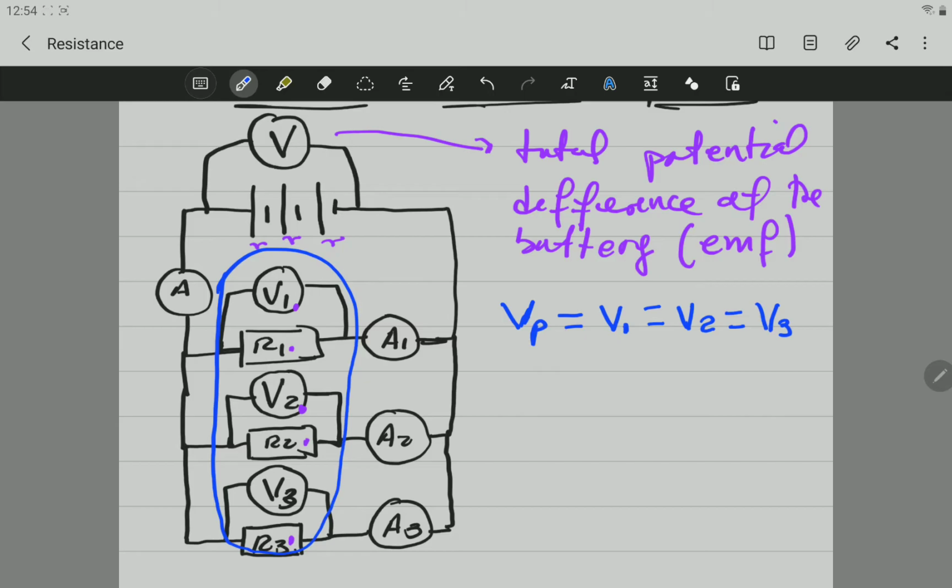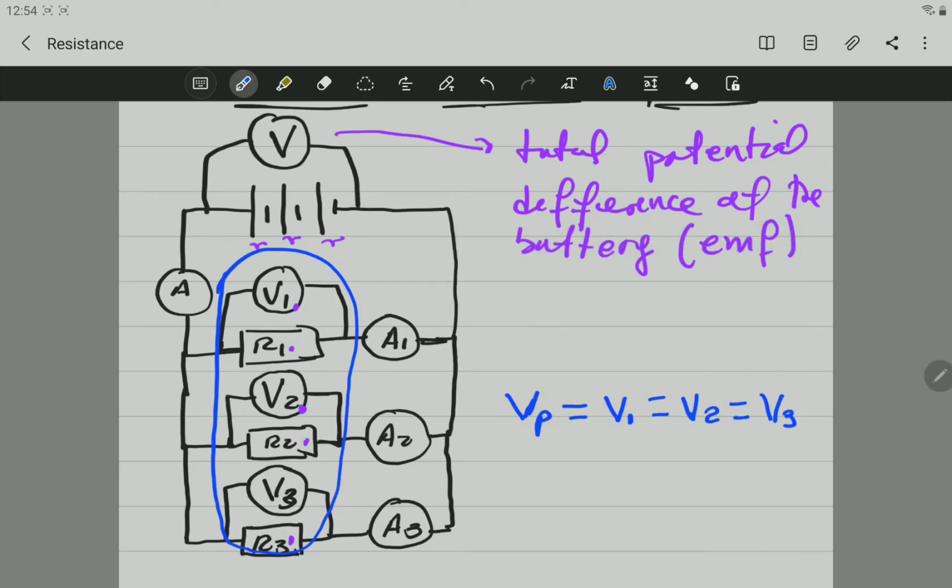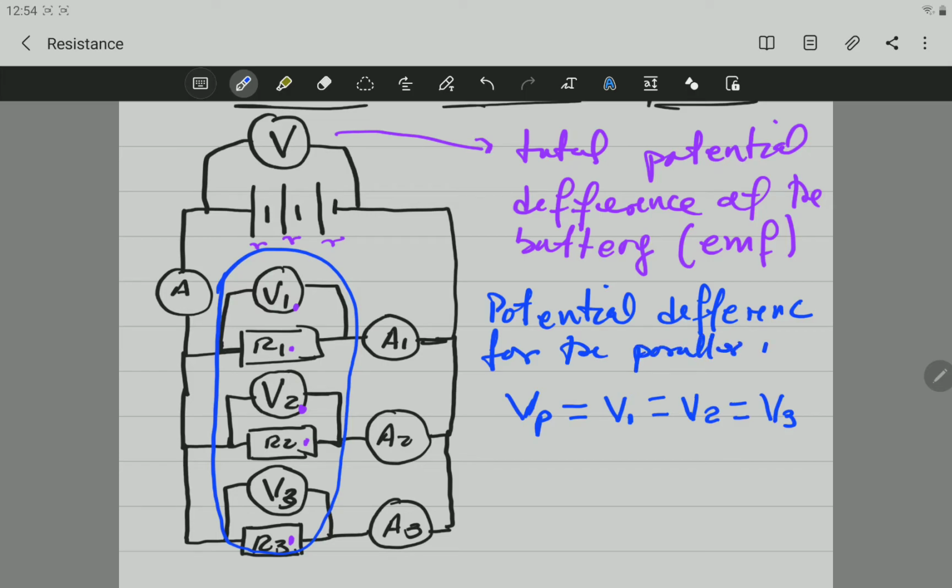Okay, so let's write down just that subtitle. This is the potential difference for the parallel resistors. I'm going to write just R. Okay, so that is how to calculate the potential difference across the parallel resistors.